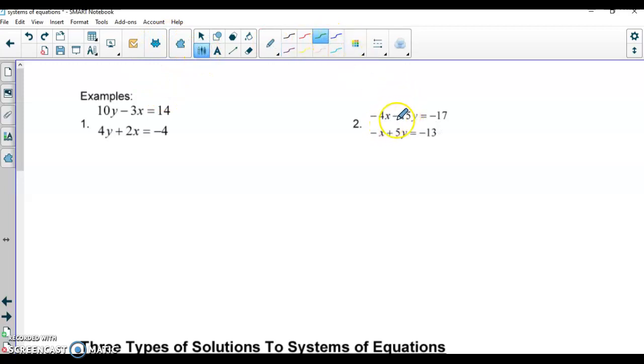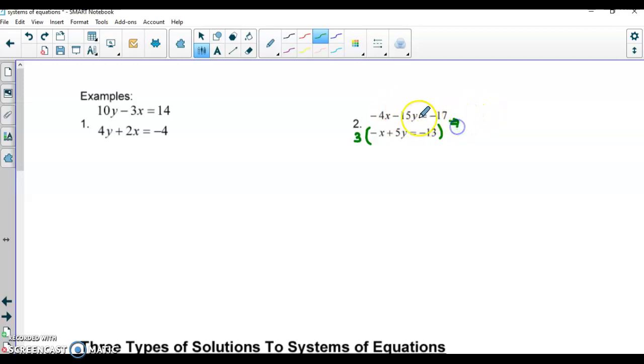So if I want to eliminate x, I would need my coefficients to be a negative 4x and a positive 4x, so that the x's terms would add out to be 0. If I choose to eliminate the y's, I would need a negative 15y and a positive 15y. So I'm going to choose to eliminate y's. So I'm going to multiply my bottom equation by 3. That will make that a positive 15y because I already have a negative 15y there.